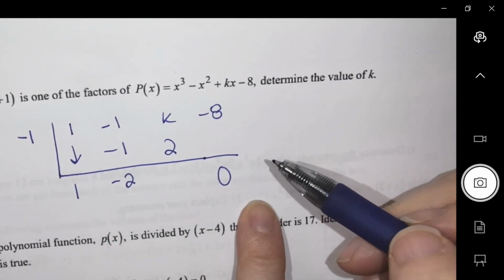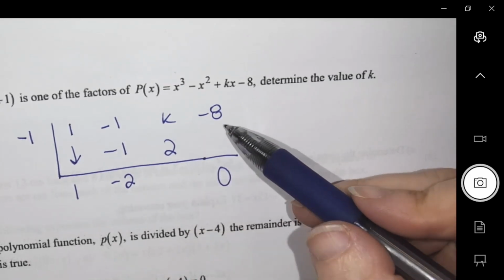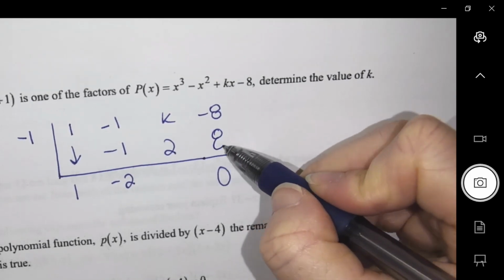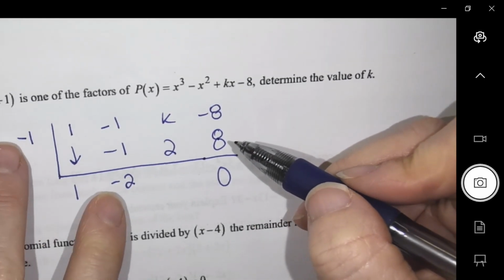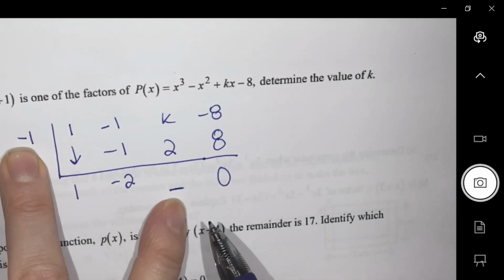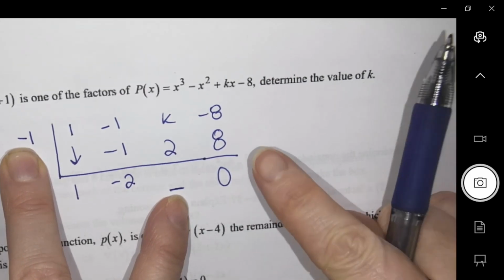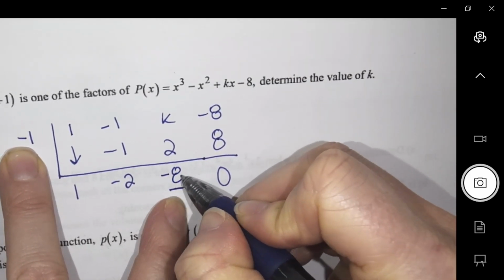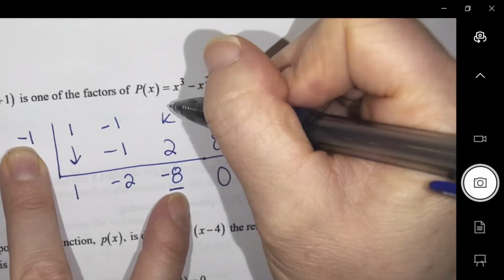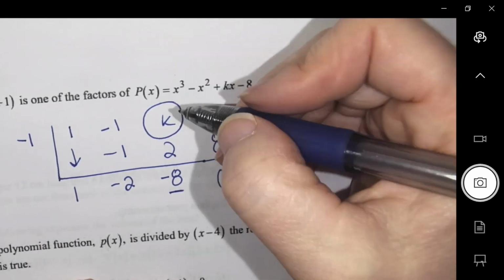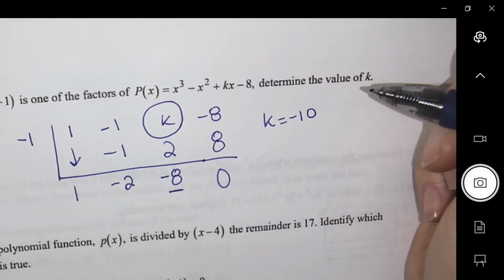So let's work backwards. What do I need to add here to make a 0? I'll need an 8. What would I need to multiply? Those two numbers need to make 8. So I need a negative 8 there. So what's your conclusion about k? It should be negative 10.